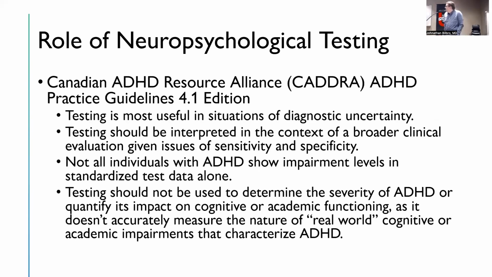And then I wanted to include some recommendations from the Canadian ADHD Resource Alliance, or CADRA. They have an ADHD practice guideline, actually, that is a pretty interesting document and something that I'd recommend taking a look at in terms of how they recommend going about evaluating and treating ADHD. But they make some comments on the role of neuropsych testing that I wanted to point out. So they say that testing is generally most useful in situations of diagnostic uncertainty, right? So if you have a patient where the history just seems a bit off, or they have several comorbid psychiatric disorders, they recommend using it in that case.